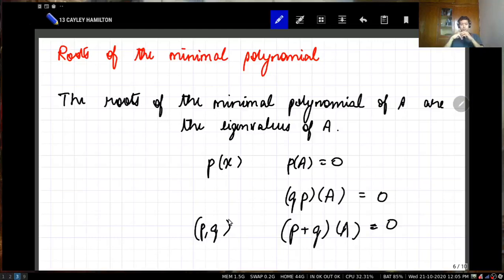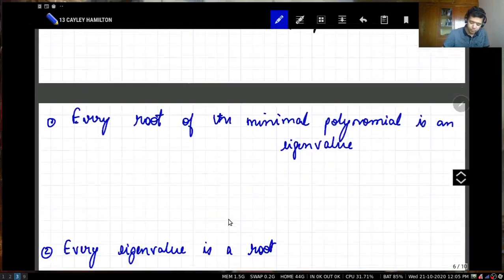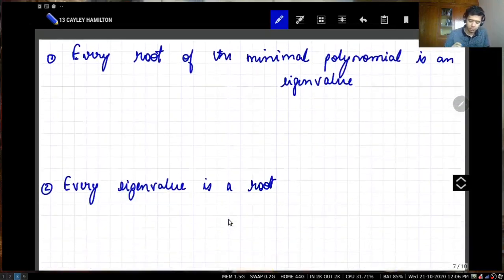But what is interesting here is that the minimal polynomial of A, we can exactly characterize its roots, and it turns out that these are precisely the eigenvalues of the matrix A. So let's prove this particular statement.